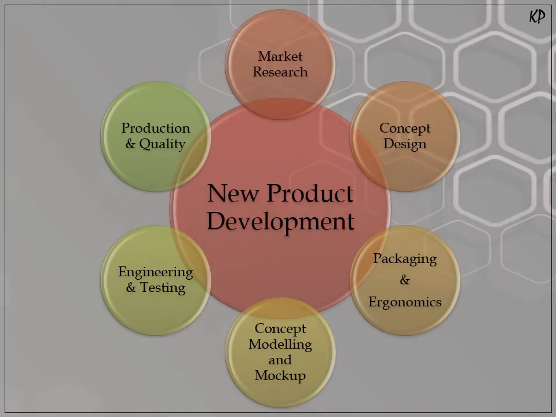So basically new product development consists of market research, concept design, packaging and ergonomic study, concept modeling and mock-up, engineering and testing, and production with quality. So these six steps you can consider as the main steps for any new product development. We will see each and every step one by one.